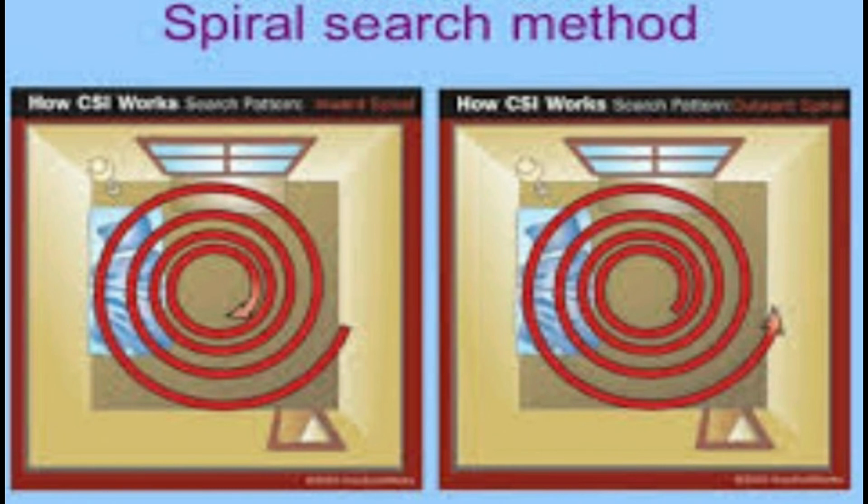Magkaiba yung nakalagay kasi sa PNP manual at saka yung crime lab manual dito. May inward, may outward. Pero sabi ng isang author ng Fundamentals of Criminal Investigation na American author, yung spiral search ay either inward or outward. Depende po yan sa crime scene.